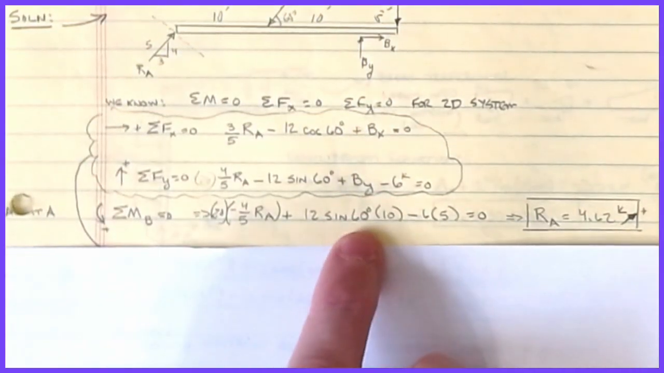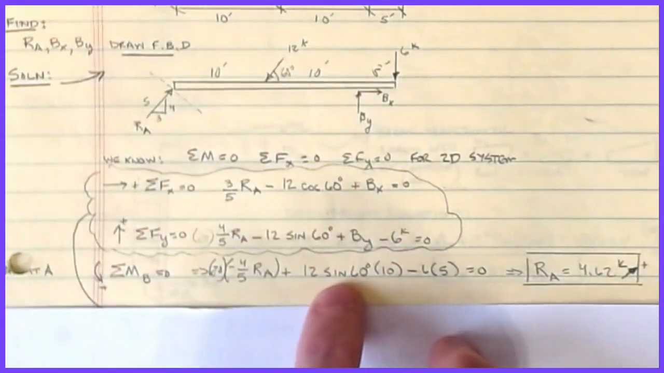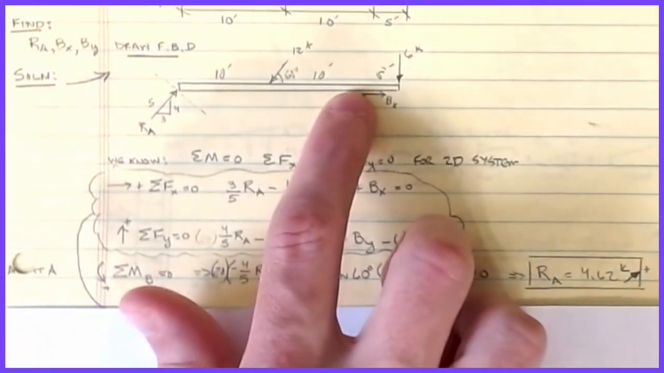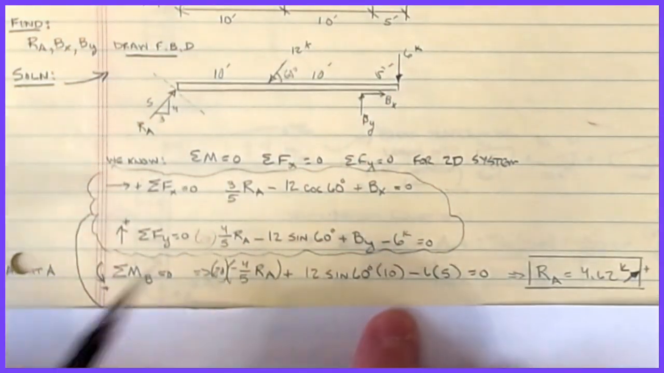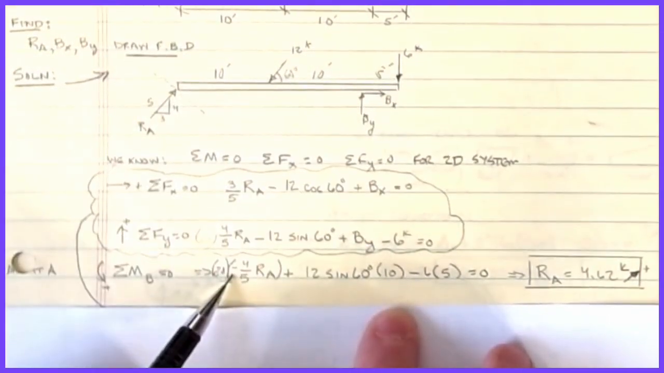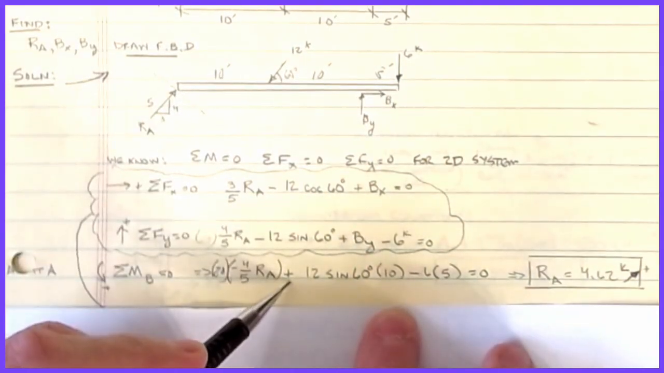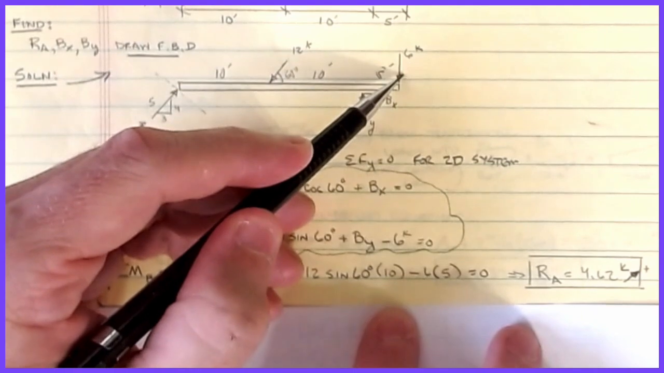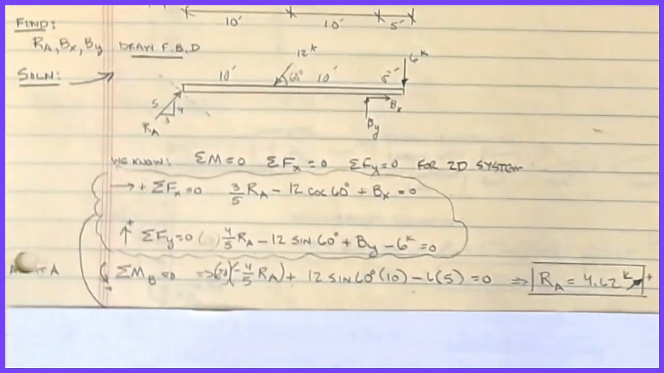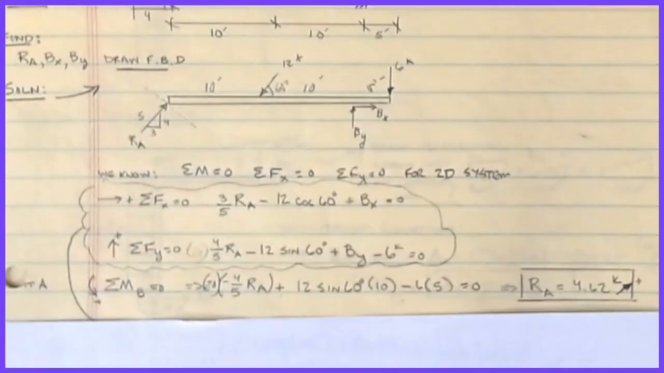Then I have 12 times the sine of 60, which is the vertical component of this force. Whoops, pull it down here a little bit. That gets me that times its distance of 10, and the cosine 60 term on the horizontal is also acting through that point, so that's why it's not there. Now the directions: my RY is causing it to go clockwise, that's why it's a negative, and my 12 sine 60 is causing it to go counterclockwise, that's why it's a positive. Then this 6 is 6 times 5, and it's going clockwise, that's why it's a negative. And with that, I have everything I need to solve for RA. So RA is actually 4.62 kips acting at the angle that's indicated.